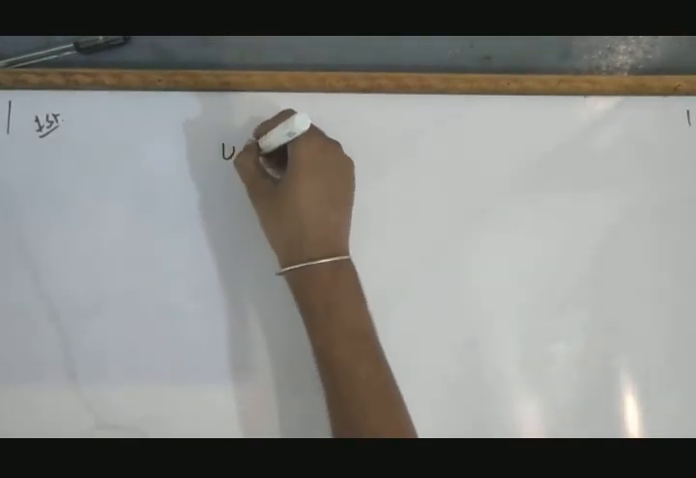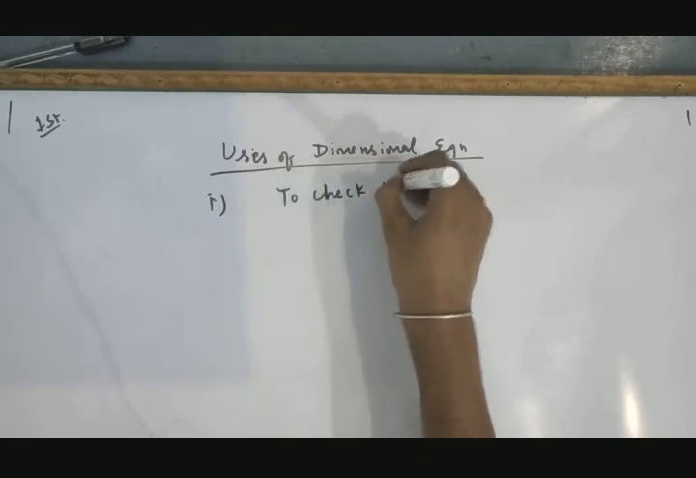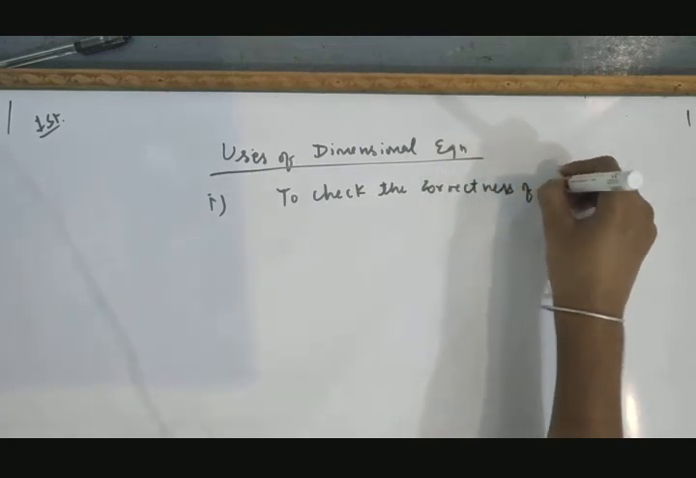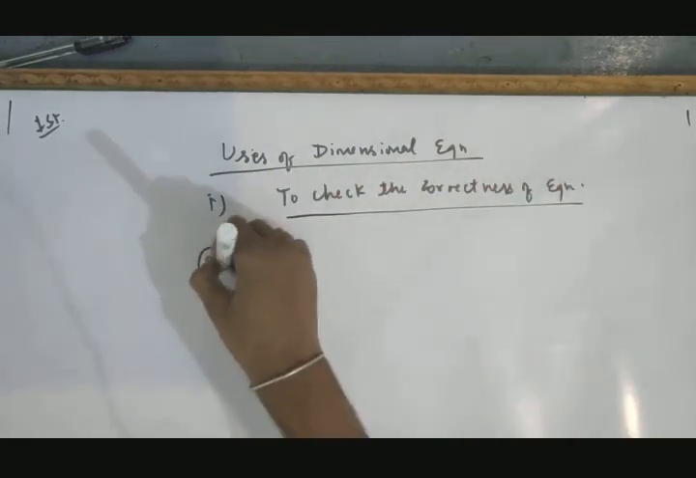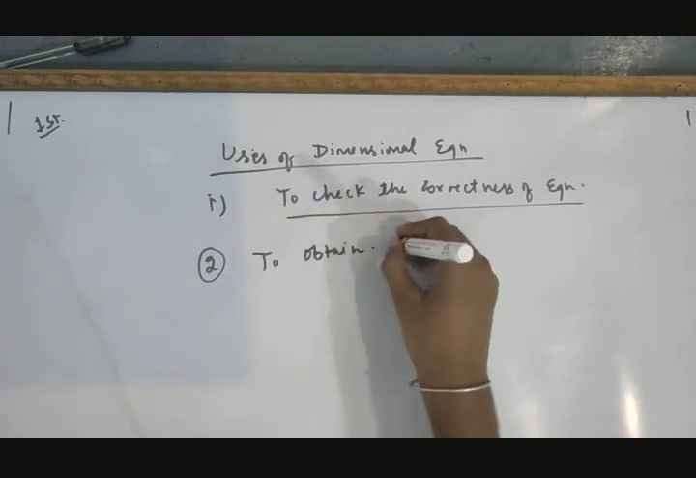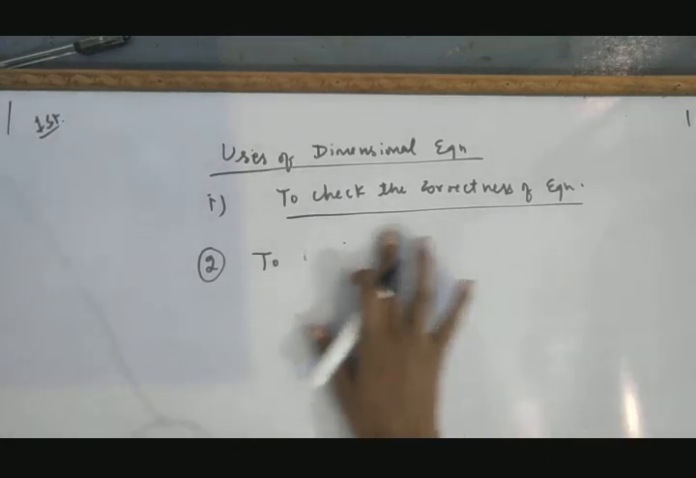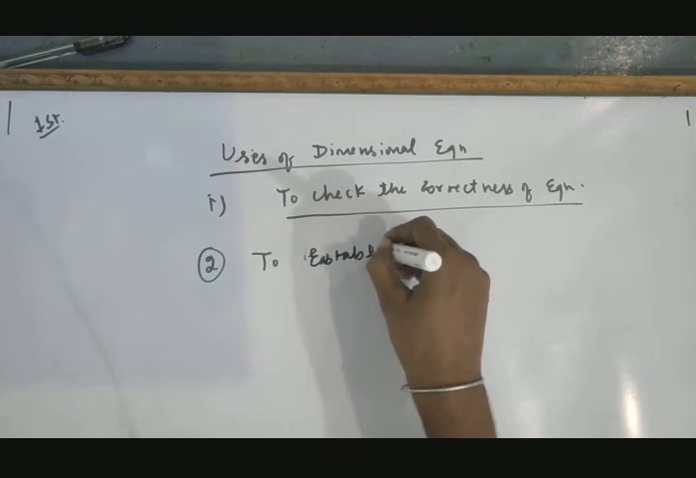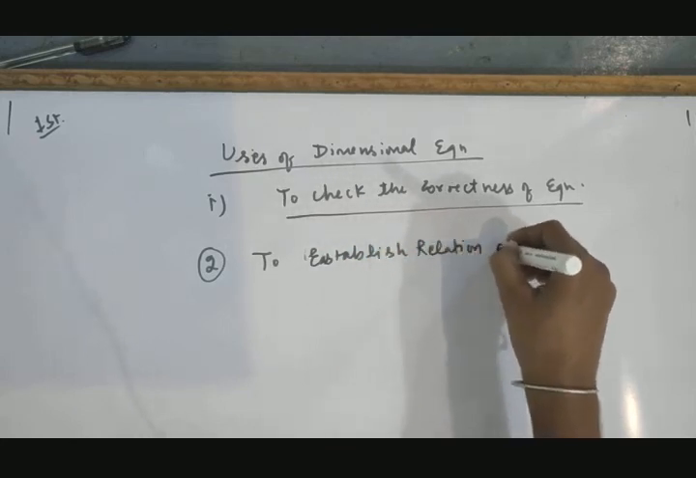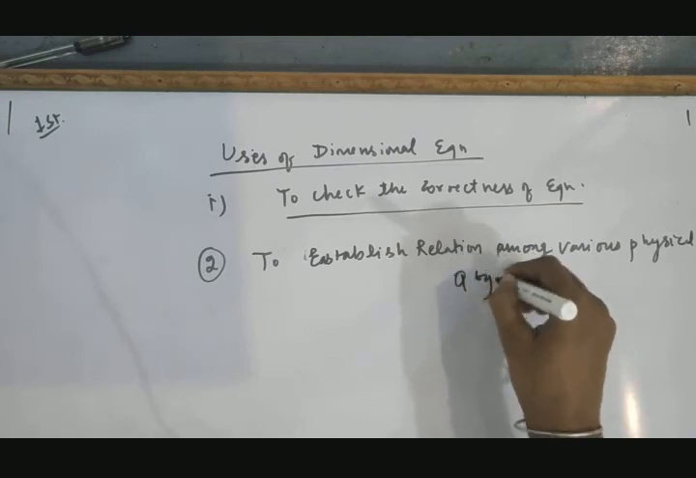Uses of dimensional equation. The first use is to check the correctness of an equation. The second important point is to obtain a relationship between different physical quantities, to establish relations among various physical quantities. Let's take an example.